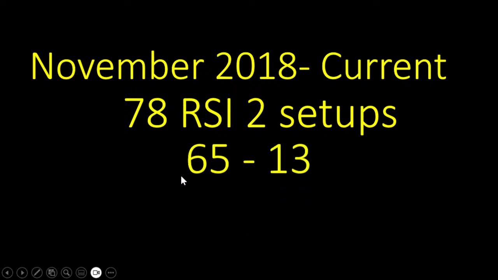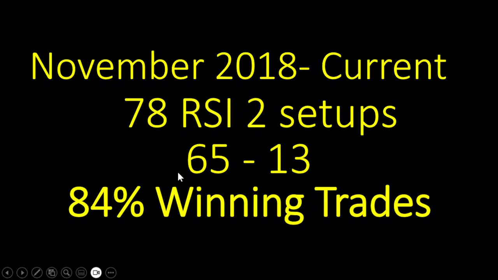There were 65 winning trades, 13 losing trades. That's an 84% winning trade percentage. So you could have traded the RSI2 strategy on Procter & Gamble for the last almost 5 years, and you would have won 84% of the time. That's pretty good. That's pretty good.